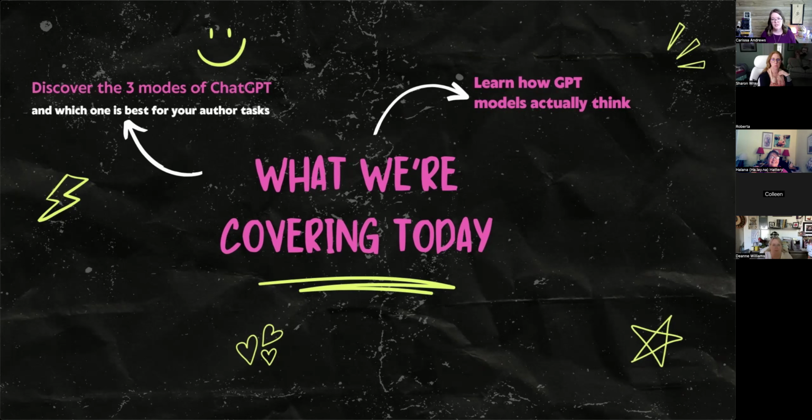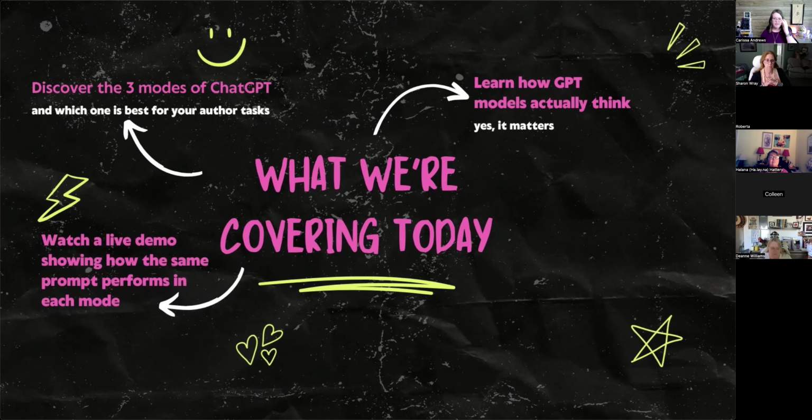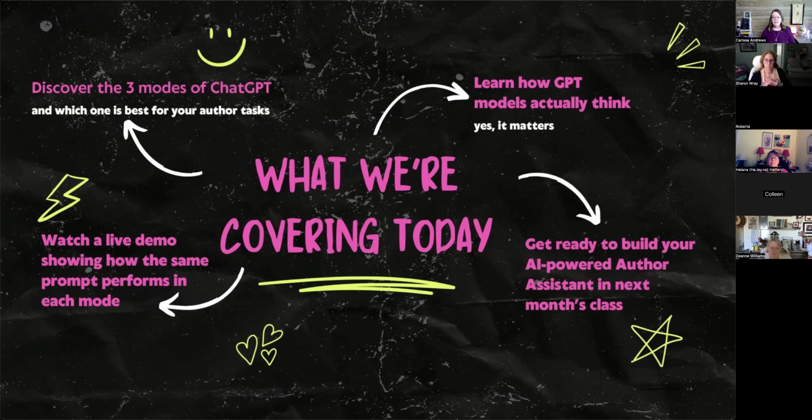And yes, the way that each one thinks does matter. You're going to want to pick based on where you are which one will work the best, unless there's one that actually does it for you. We'll talk about that in a minute. We're going to show a live demo of how the same prompt performs in each of the modes, so that there are the 3 modes and then there are the models. And then we'll be talking about the fact that next month, we're going to be putting together an AI author assistant in next month's class.